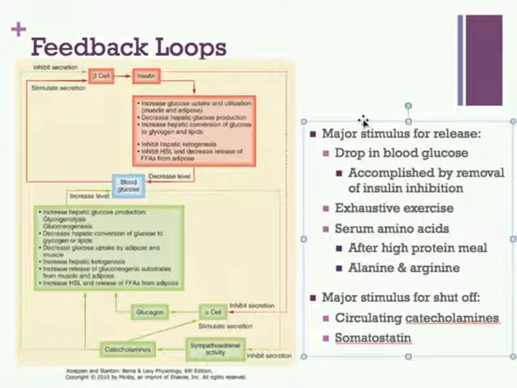Also, when there is a presence of serum amino acids, amino acids get together to make peptide strings, which become proteins. So after a really high protein meal, alanine and arginine are two of the most prevalent amino acids that will stimulate release of glucagon by the body. So again, we've got circulating catecholamines shutting off these systems when necessary, and somatostatin playing a role in that as well.